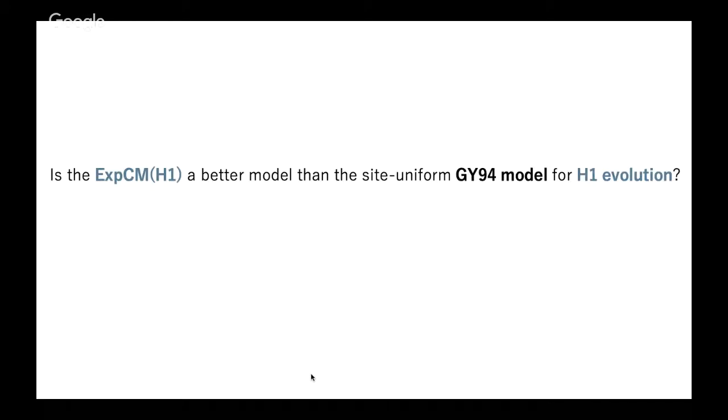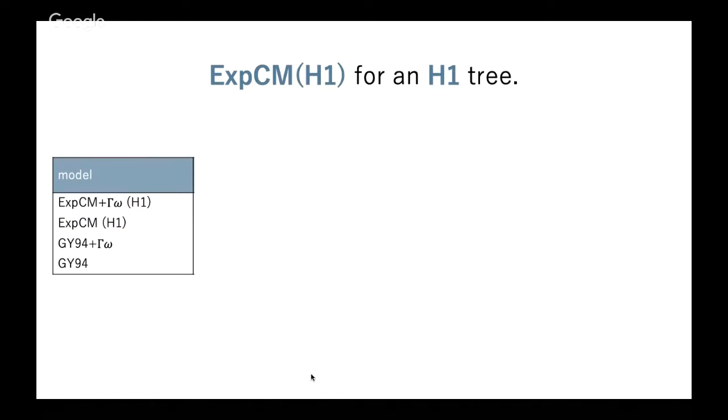The first set of analyses I want to talk about is testing the importance of our site-specific constraints. We want to know whether the ExpCM defined by the H1 preferences is a better model than the site-uniform GY94 model for H1 evolution. We can ask the same question for the H3 preferences: is the ExpCM defined by the H3 preferences a better model than the GY94 model for H3 evolution? Here are the results for the H1 analysis.